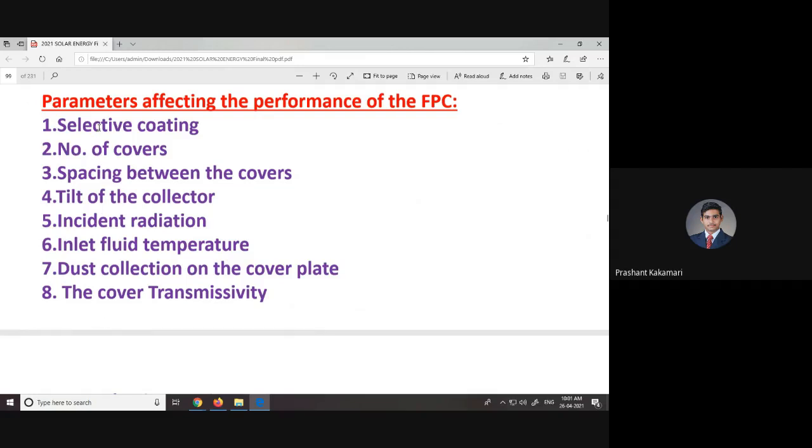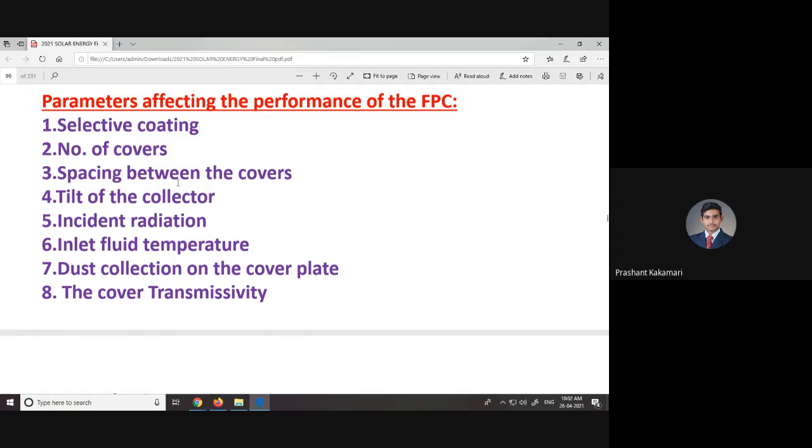Of course, the absorptivity of these metal plates will be very high, and transmissivity value compared to glass covers, the absorber plate transmissivity will be very less because it's not transferring light, but some value will be there. Then another parameter is number of covers. So as you go on increasing the number of glass covers or the plastic covers, the efficiency or the effectiveness of this collector will also decrease. That we are going to discuss.